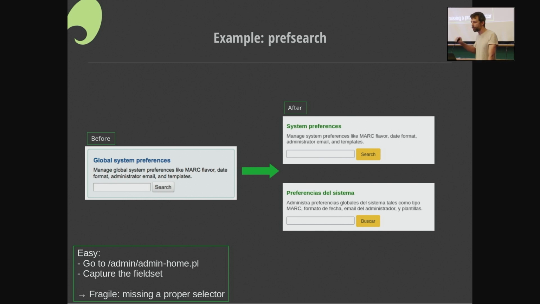You just need to go to the administration homepage, you screenshot the field set, and that's it. But Cypress Studio decided to catch the field set. So the selector is just screenshot the field set. It's not robust, because if in a later version we add another field set in the page, the test will fail. So a developer will know that. So we need a specific selector for this field set.